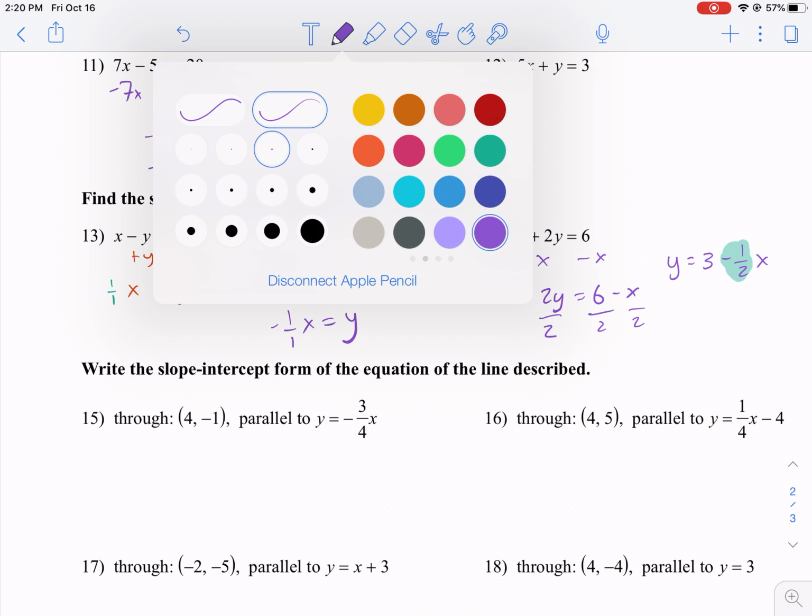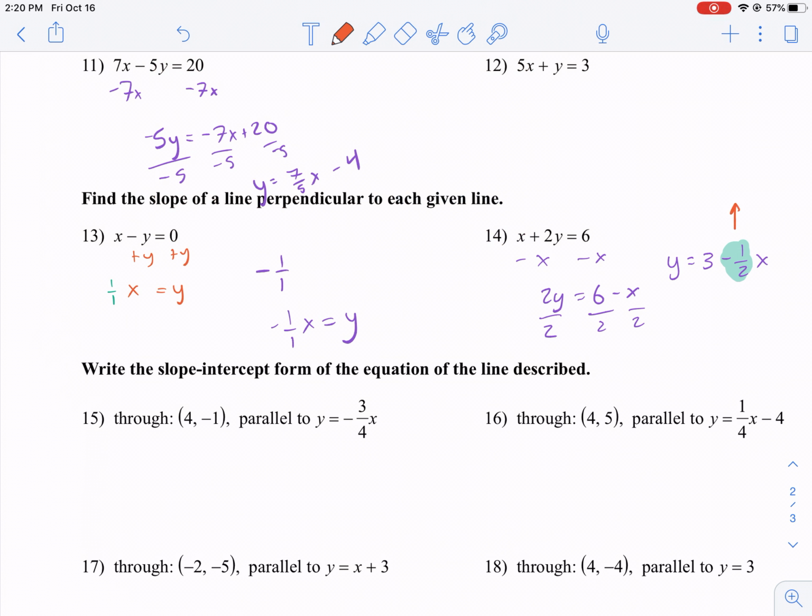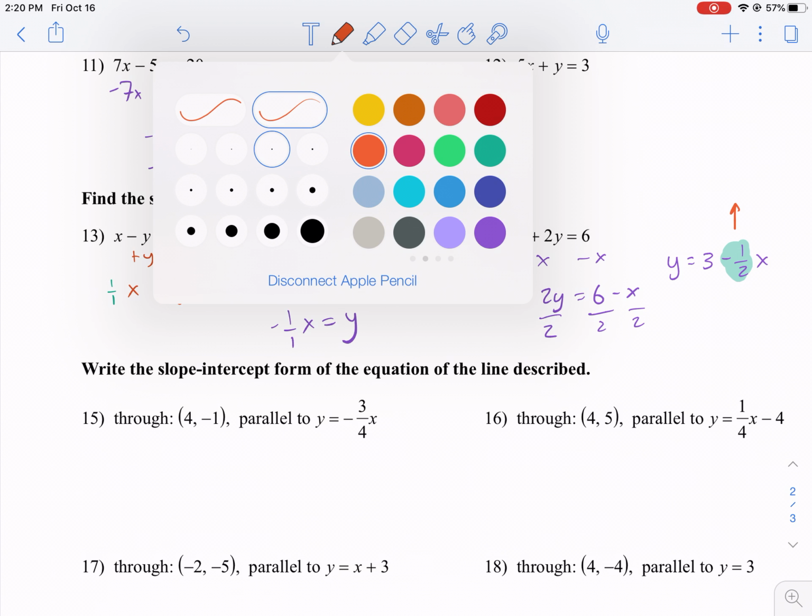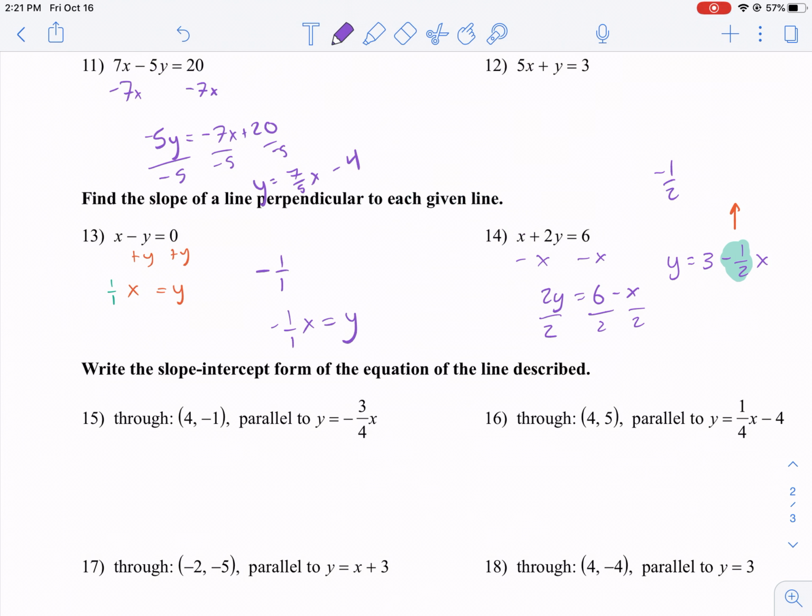And now we have to create a perpendicular slope. This one's a little bit easier to do because we have negative 1 over 2. First thing we need to do is make it positive, and then we flip it to be the reciprocal. So that's positive 2 over 1, or just 2. So now we're going to use this in our new equation, y equals 2x, and it doesn't matter what our y-intercept is. We'll just write plus 9, and there we go. That's the equation that is perpendicular to that.